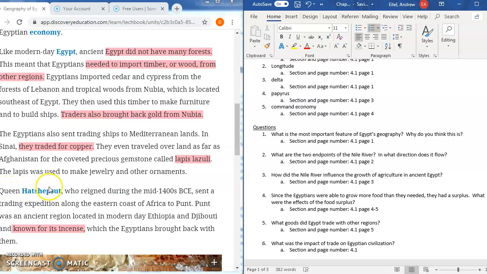Queen Hatshepsut, Hatshepsut, yep, that's the word. We're just going to go with that. Who reigned during the mid 1400s BCE, sent a trading expedition along the eastern coast of Africa to Punt. Punt was an ancient region located in modern-day Ethiopia and Djibouti and known for its incense, which the Egyptians brought back with them.